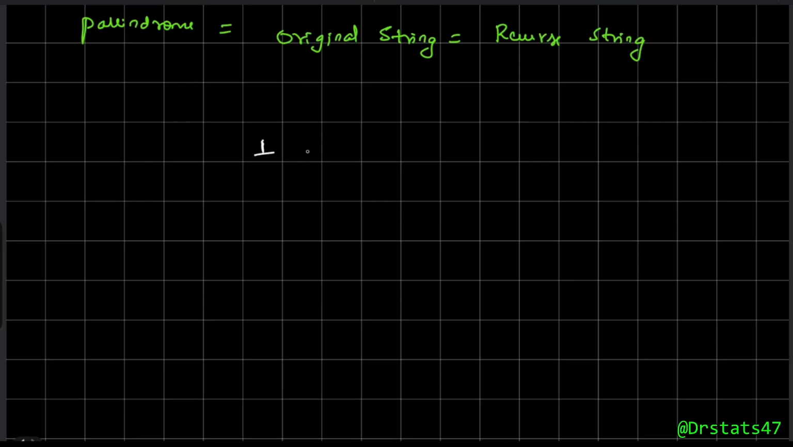They have given m a d a m 1. Here m is a capital letter. We have to remove this. How to remove this? We will see in the code.